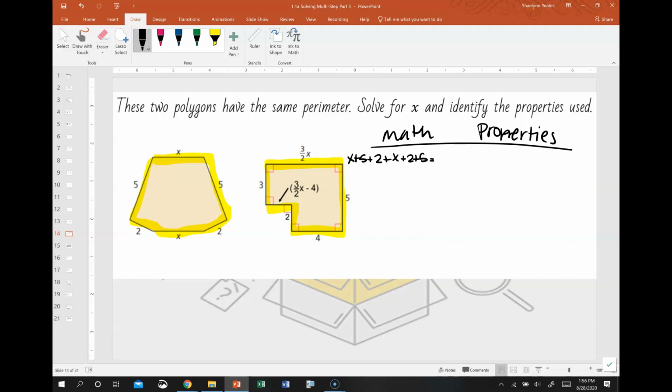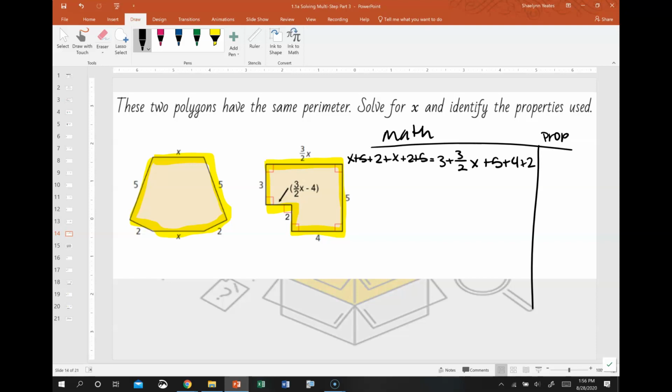we may need to move our properties a line. We'll finish writing our equation first. 3 plus 3 halves x plus 5 plus 4 plus 2 properties. Good thing we shorten all of our properties.